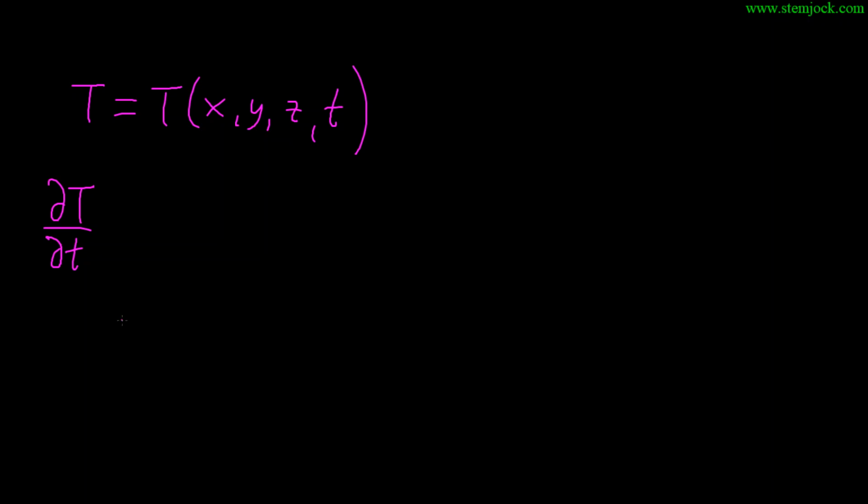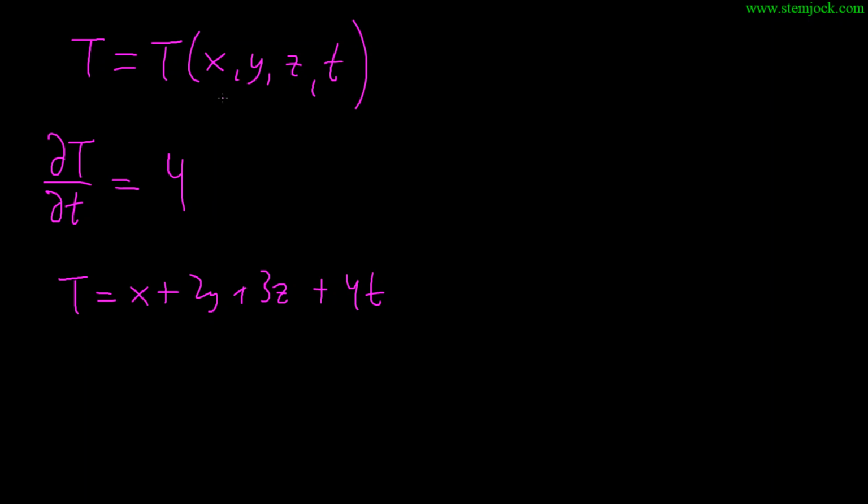So, just as an example, let's say that T is x plus 2y plus 3z plus 4t. Then the partial derivative of temperature with respect to time is going to be just 4, because x, y, and z are constants, and this is how we take the partial derivative. So again, this is the rate of change of temperature at a specific point in the room.